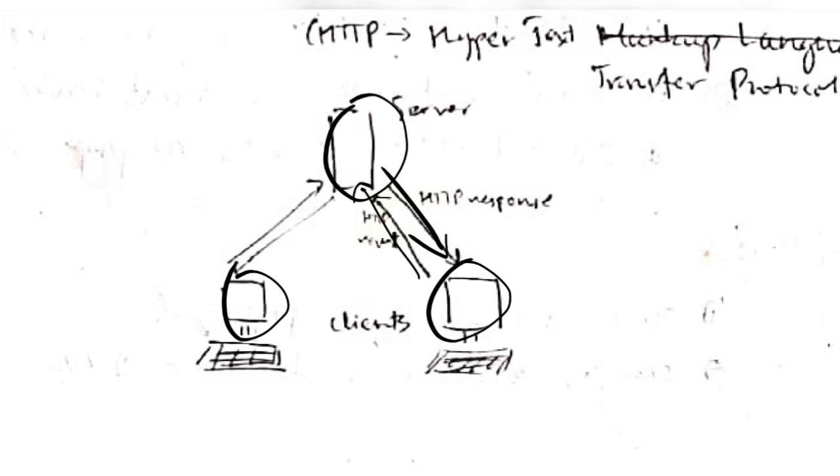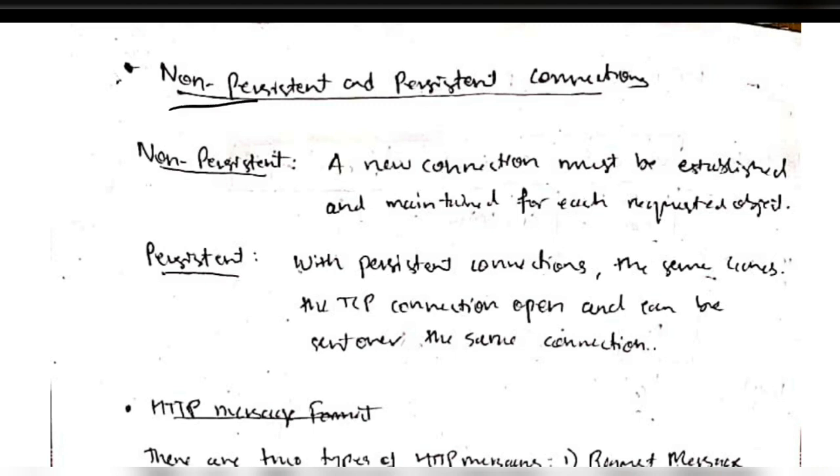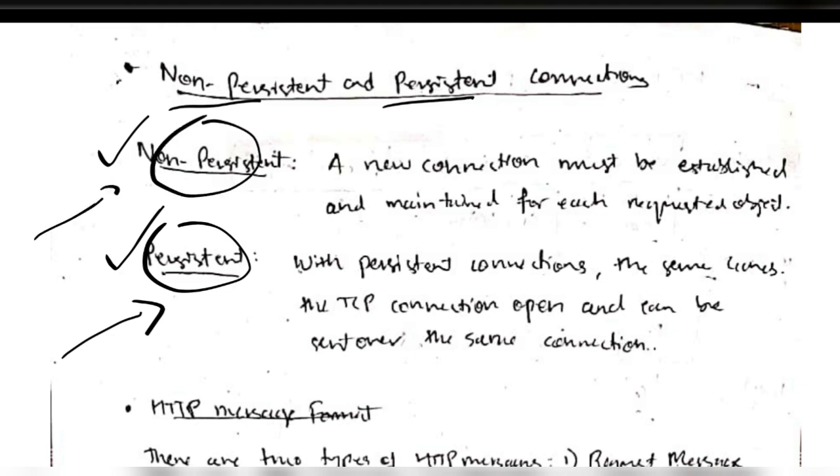And there are 2 types of connections, non-persistent and persistent. In non-persistent, whenever we want to make a connection, we will have to request again, whereas in persistent, the connection will stay open until all the transfer of the data is over. We can download multiple things using persistent, and non-persistent is used for single file downloads.